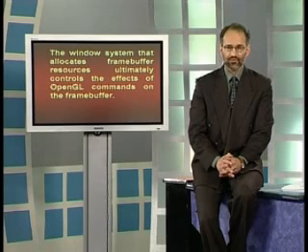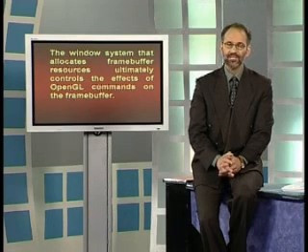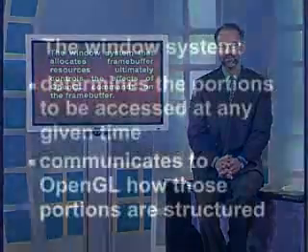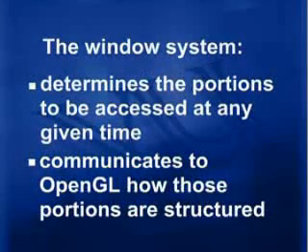But the frame buffer of course is going to be created in that very windowing system, so any information that ends up in the frame buffer would be governed by the basic rules defined by the windowing system. The window system determines the portions to be accessed at any given time and communicates to OpenGL how those portions are structured. The frame buffer is being maintained by the windowing system, so the windowing system has to provide information for OpenGL's consumption that what portions of that frame buffer can be accessed and how they can be accessed, and then how they are organized and how they can be made use of by OpenGL.